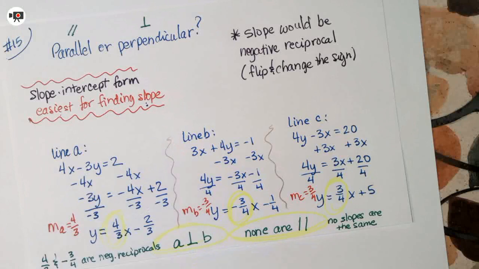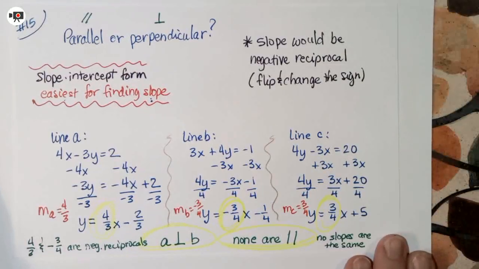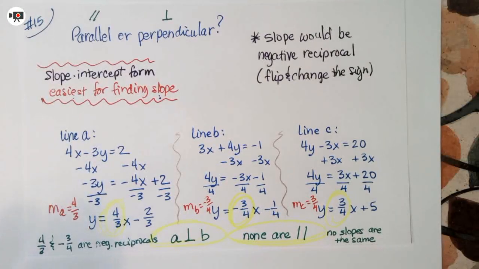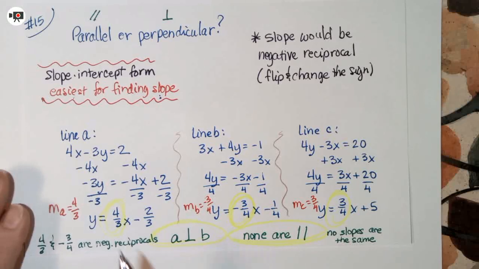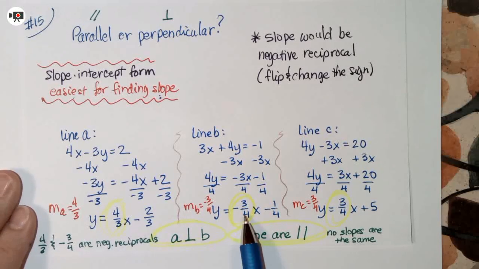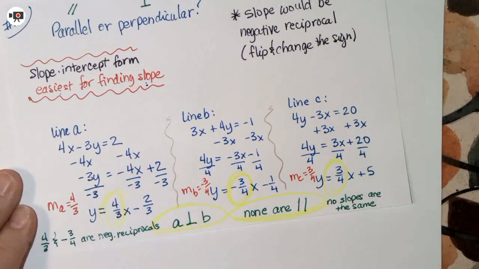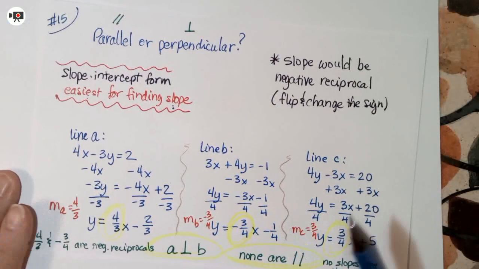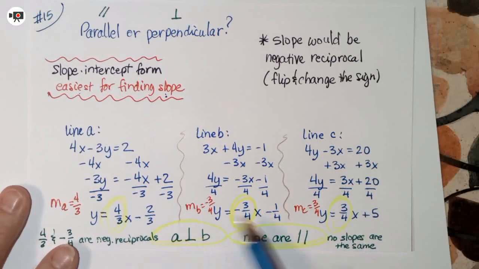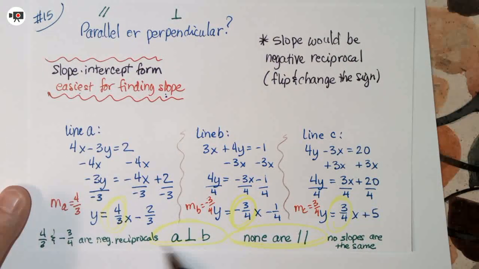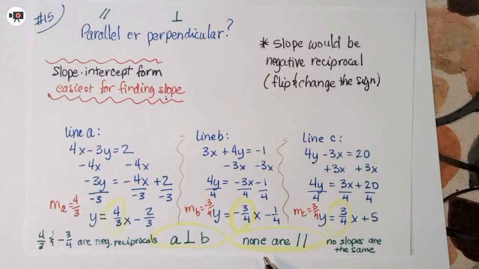So they are not parallel. None of them are parallel. Okay, are any of them perpendicular? Yeah, 4/3, and the negative reciprocal is flipped, and the sign changed. These are. So I would write that since they're negative reciprocals, line A is perpendicular to line B, and none are parallel.